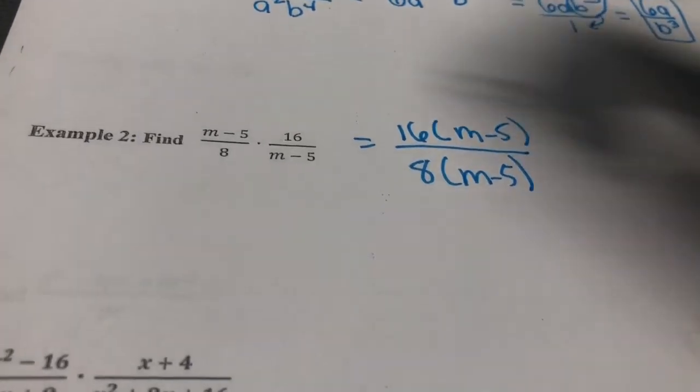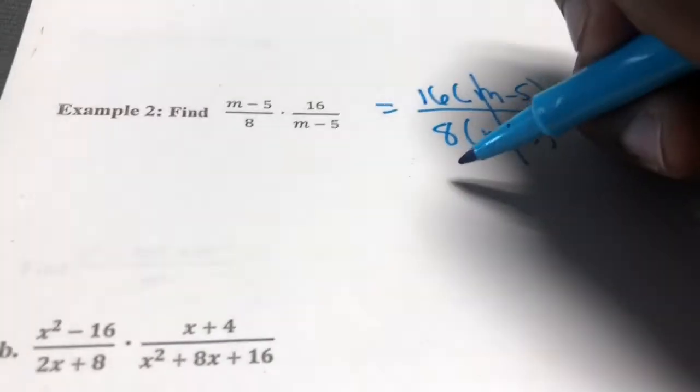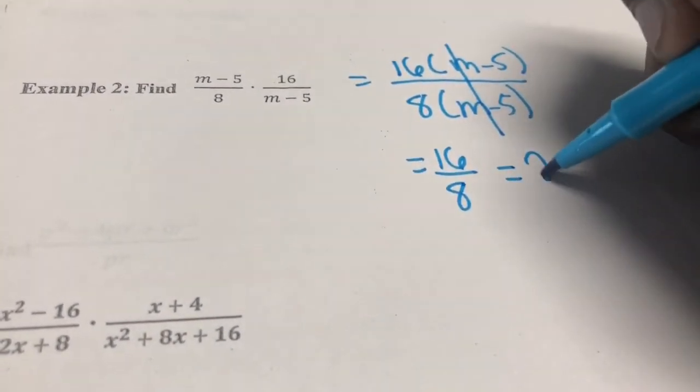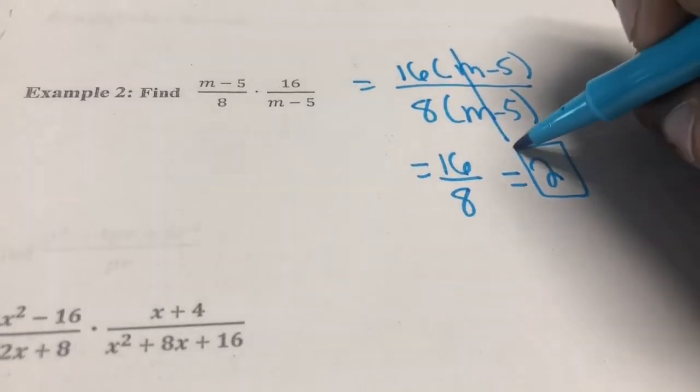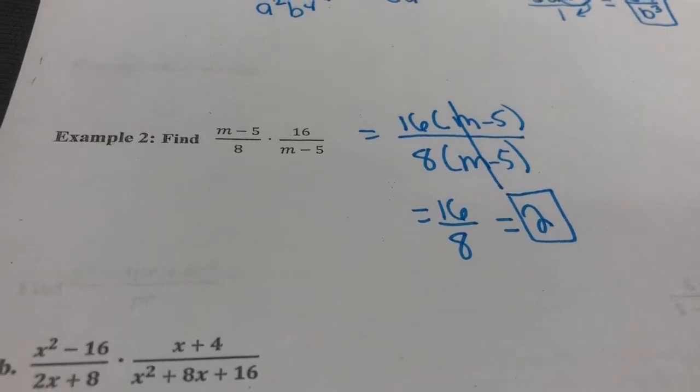So I'm just leaving it like this because if you notice, our (m minus 5)s end up canceling. And so that leaves us with 16 divided by 8, which ultimately the answer is 2. Got it? All right.